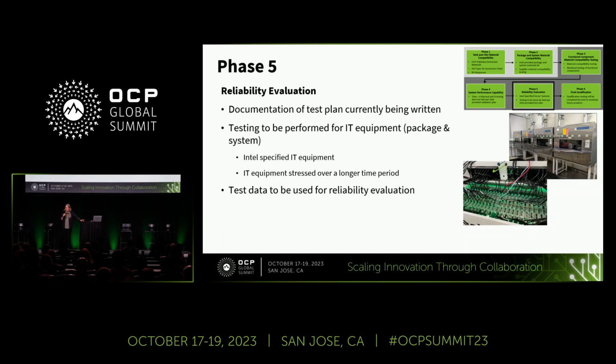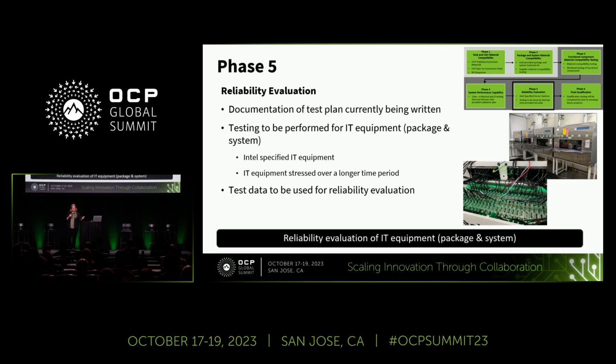Phase 5, that's where the reliability evaluation comes in. So we're actually currently writing down the test plan here. That's the stage that we're in. And this is where we will be performing reliability testing for the whole system, the whole IT equipment, the whole server, as well as on a package level. So this will be Intel-specified IT equipment hardware, right? And we will be stressing the equipment over a longer period of time here. And the test data will be used to determine the reliability evaluation. So that's the 5th phase, right? Reliability evaluation of IT equipment, both package and system.